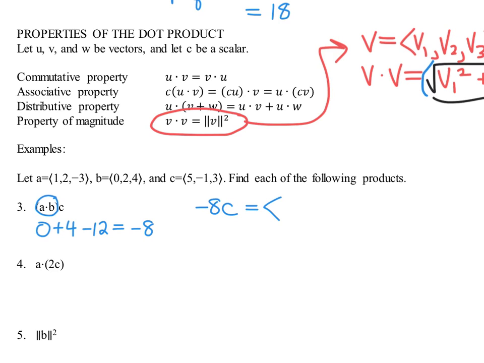Or at least evidence. So this is a scalar multiple, -8 times c. I'm just multiplying each component by -8. So we're looking at -40, +8, -24.